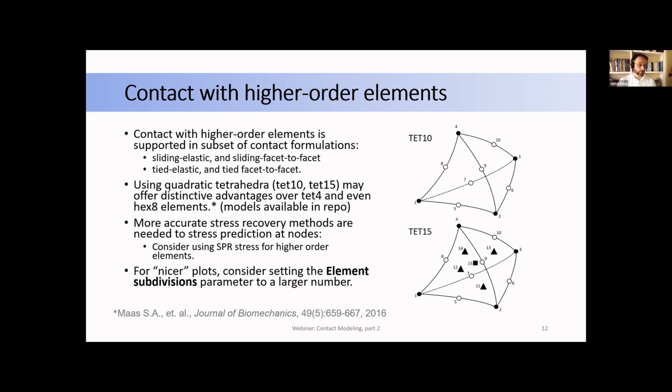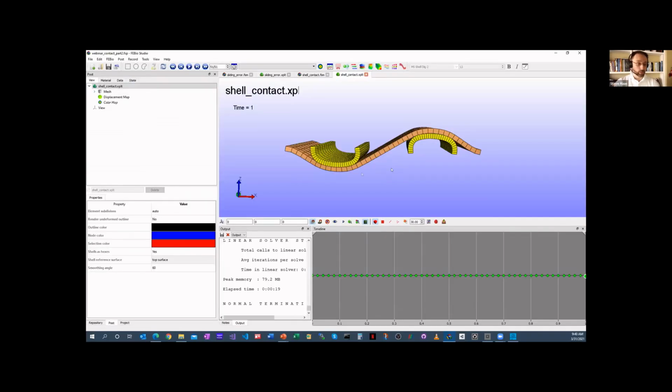And so we implemented a different recovery method, which is called the SBR stress. SBR stands for Super Convergent Patch Recovery Method. That method projects the integration points to the nodes by using a local least squares fit around the node. And that actually produces pretty good stress predictions for higher order elements. So let's take a quick look at what that would look like here.